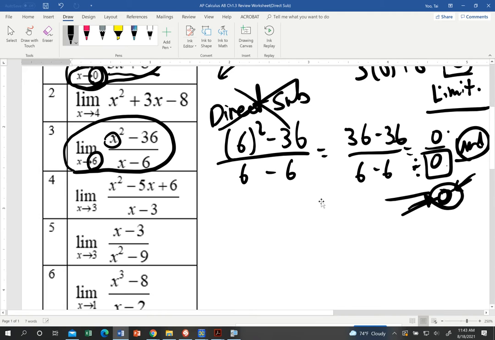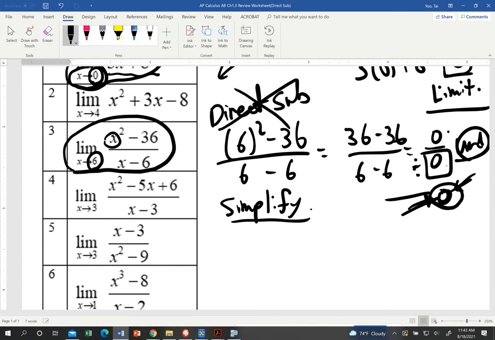So how do I do this? We use what is called the simplifying method. We want to simplify. That's why during the summertime we learn how to factor. So we have the limit as x goes to 6 of x squared minus 36 over x minus 6.